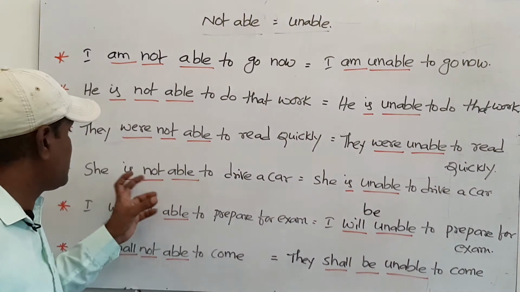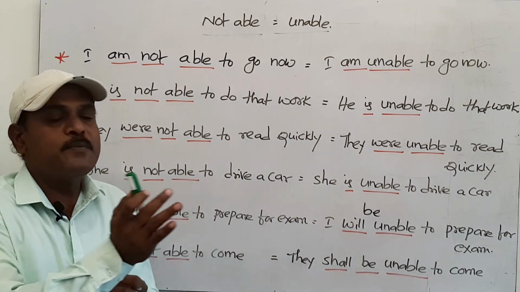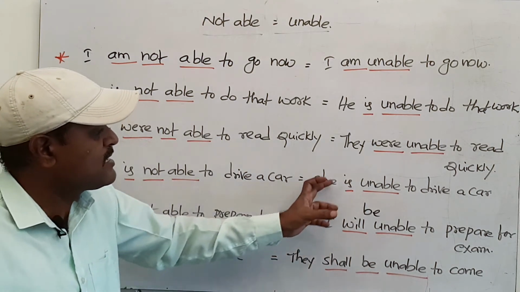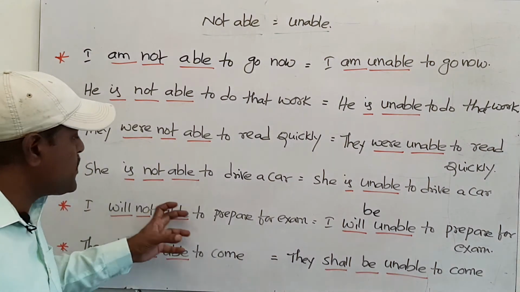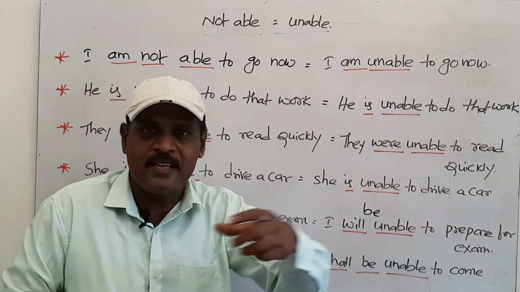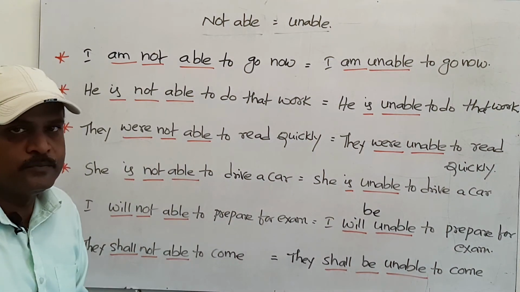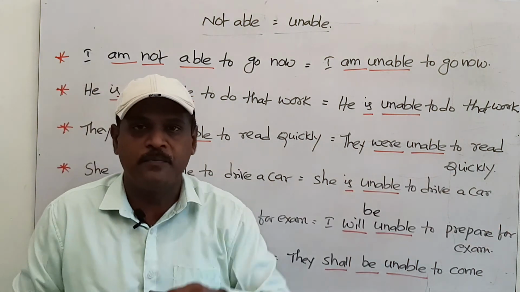She is not able to drive a car. So, in place of that, not able to, we can use unable by saying like this, she is unable to drive a car. Next one, I will not be able to prepare for exam. I will be unable to prepare for exam. Last one, they shall not be able to come. So instead of that, we can say like this, they shall be unable to come.